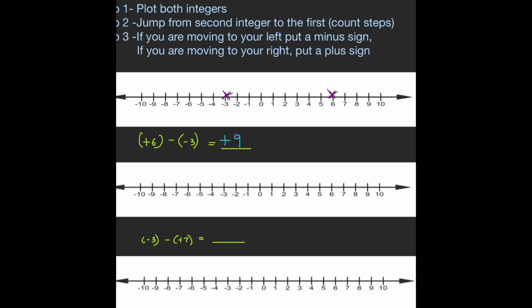Okay, in the next one, first let us do the plotting part. Negative 3 and positive 7. Where is negative 3? These two things we will plot and keep. The second integer is positive 7. From here we are going to move towards the one which is marked. Now we are moving to the left, so it's going to be negative. And how many steps? 1, 2, 3, 4, 5, 6, 7, 8, 9, 10, and we are moving left, so negative 10.